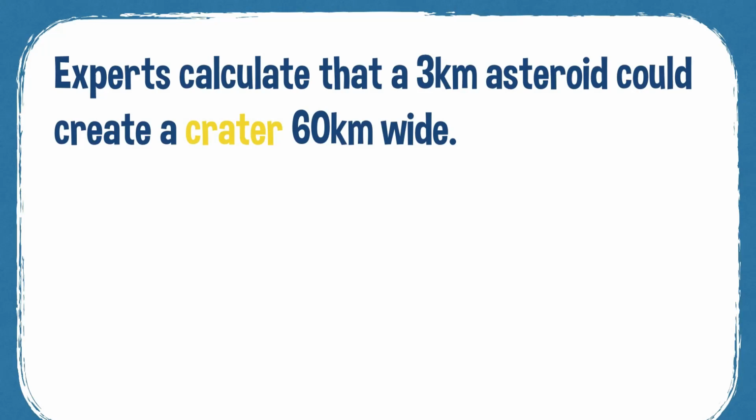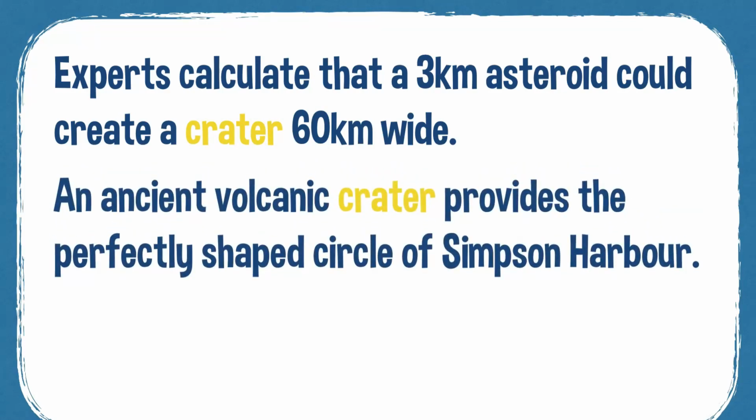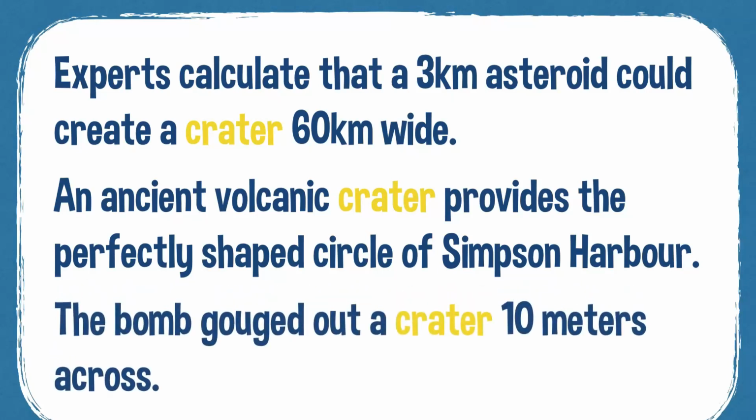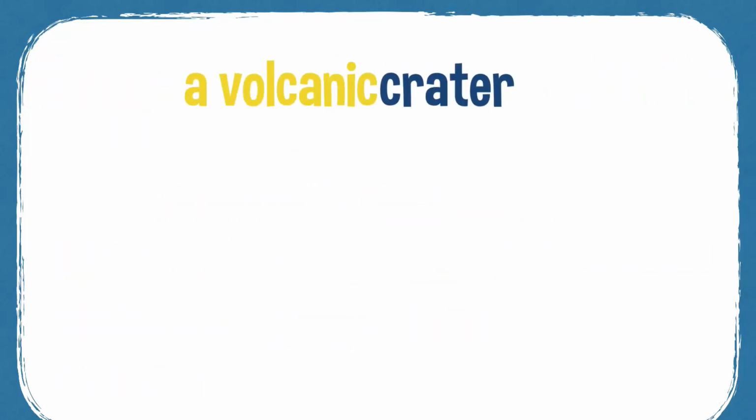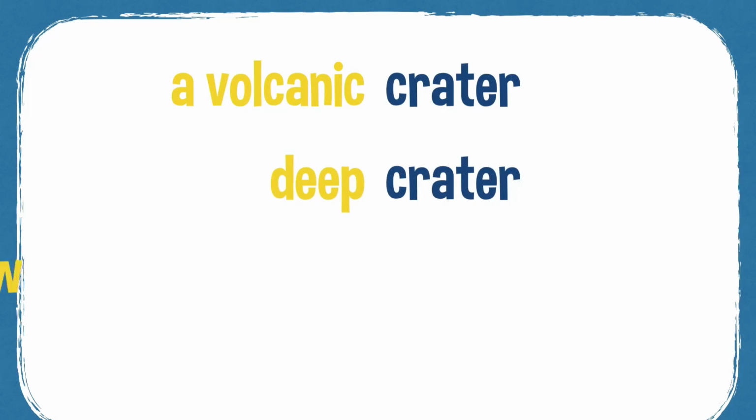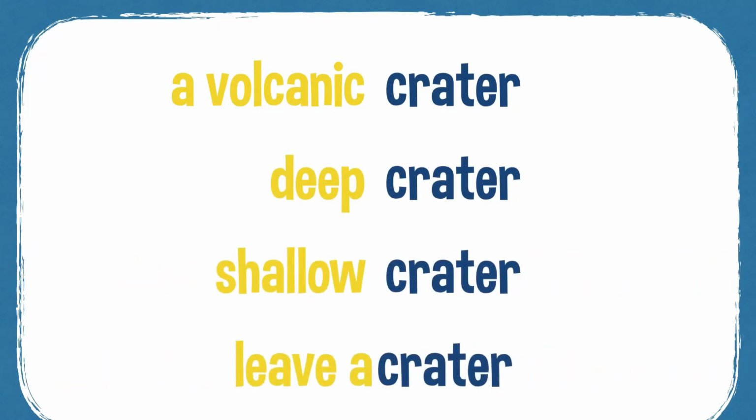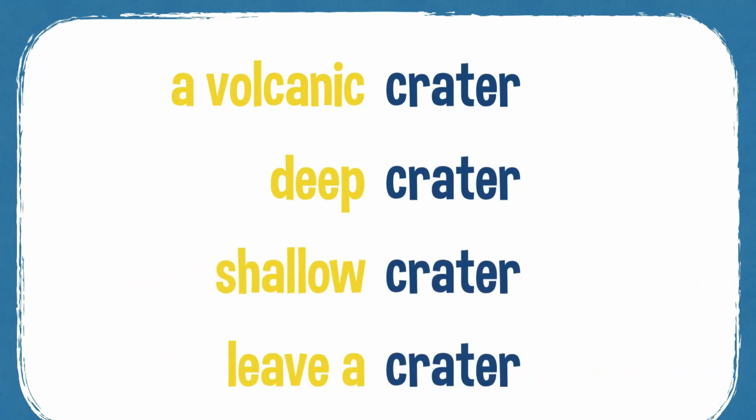So for example, experts calculate that a 3-kilometre asteroid could create a crater 60 kilometres wide. An ancient volcanic crater provides the perfectly shaped circle of Simpson Harbour, and the bomb gouged out a crater 10 metres across. So you can have a volcanic crater, a deep crater, a shallow crater, and you leave a crater. An asteroid leaves a crater.